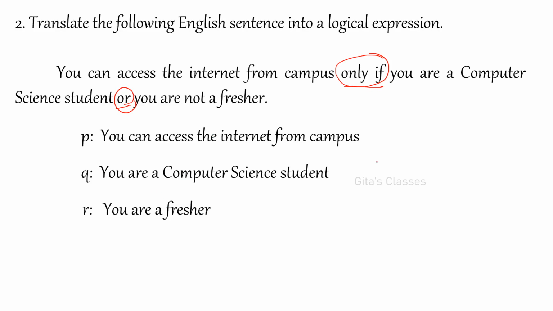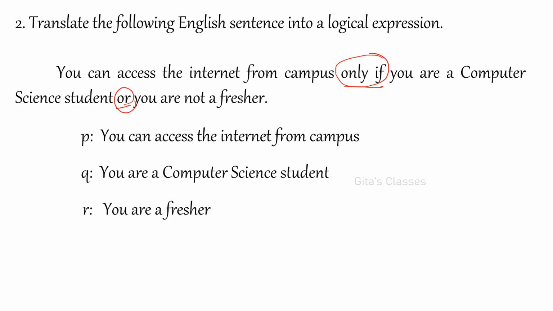Generally we will remove the not so that we can write it in the expression as not R. Okay, you can assign 'you are not a fresher' as R, and you can use that as it is also. No problem, nothing wrong. But generally if not is there, we will remove that not and assign the variable. Okay, that is the standard notation. Even if you write not here, no problem. According to that, the statement will vary.